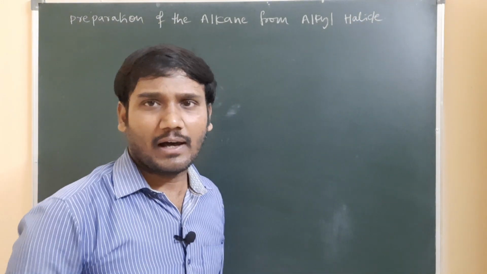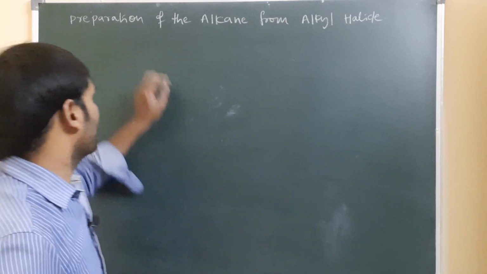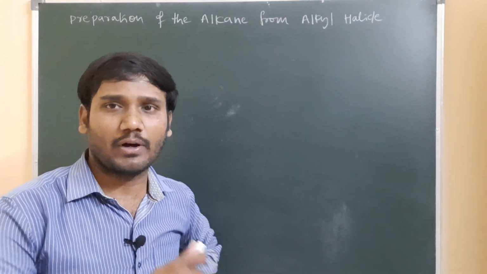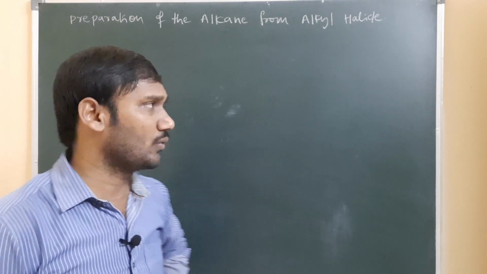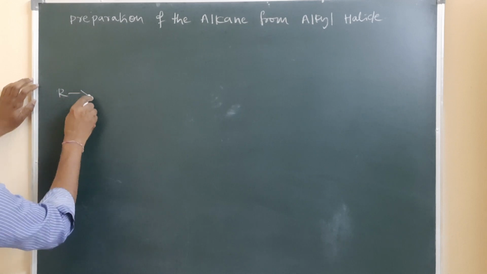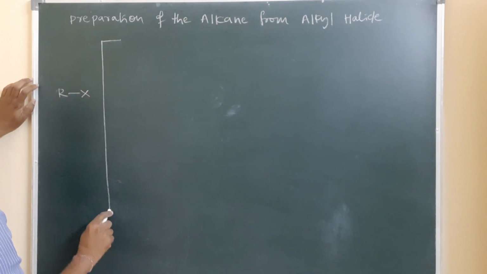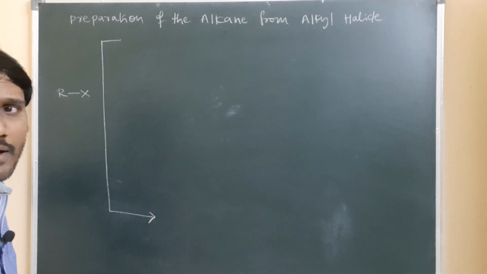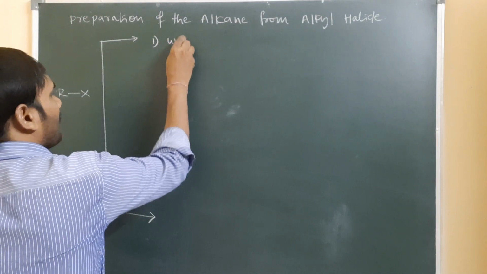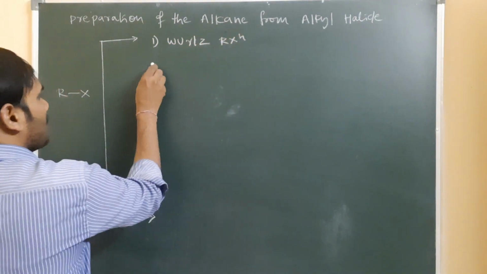So how can you prepare alkanes from the alkyl halide? For this preparation, we have to follow some different reactions. The first reaction is the Wurtz reaction.